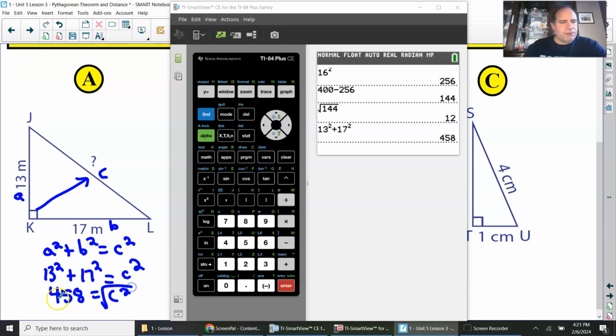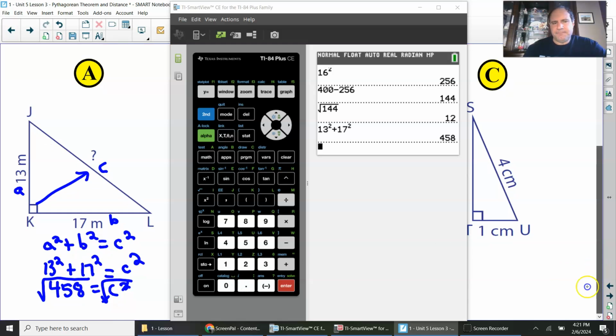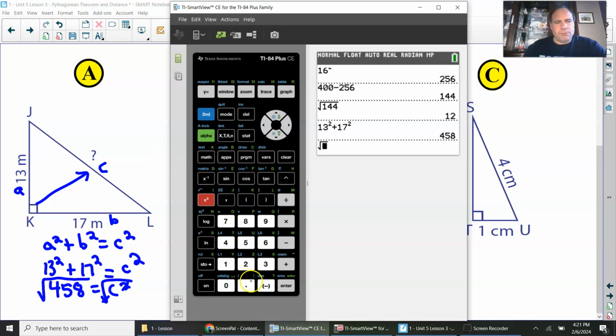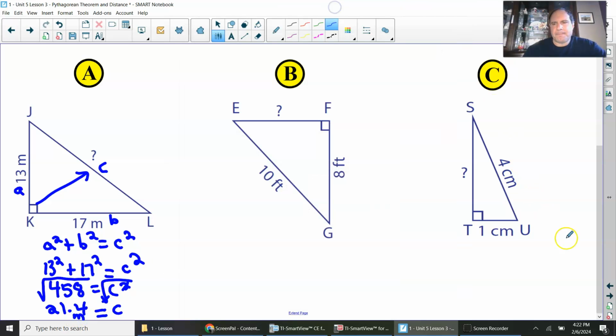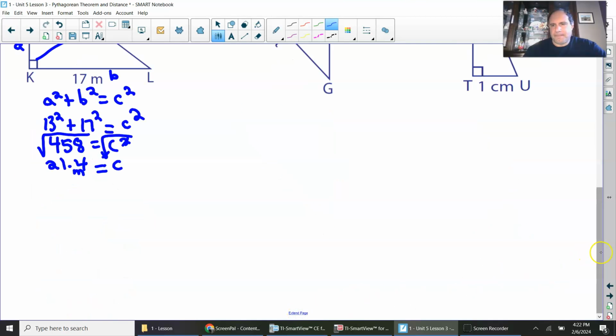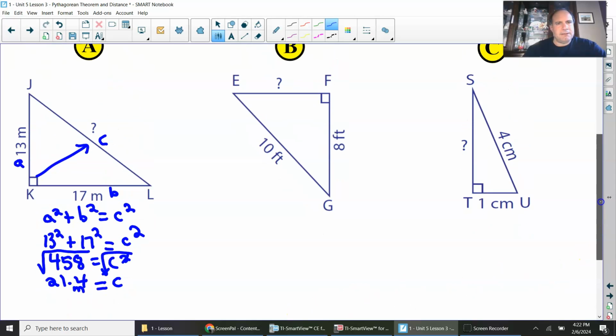You square root both sides because you are doing the opposite of what you see. And 458, second function, square root 458. Square root of 458 is 21.4, rounded to the nearest tenth, the question said. Equals 21.4. And it's meters. And that is the question.